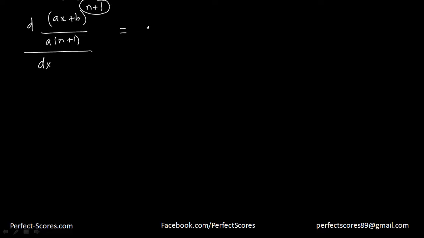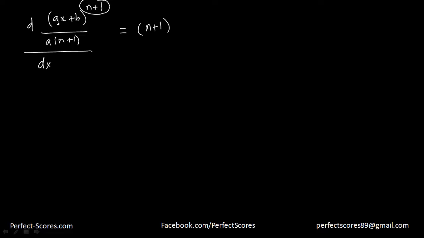So what I'm going to do is start with the derivation of a function here. Let's suppose I have a function of this nature, that is (ax + b) raised to the power n + 1 divided by a into (n + 1). Now if I want to find the derivative of that function with respect to x, first of all, this n + 1 will come out. That means I'll have n + 1.